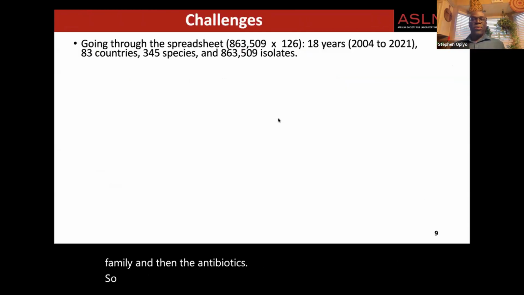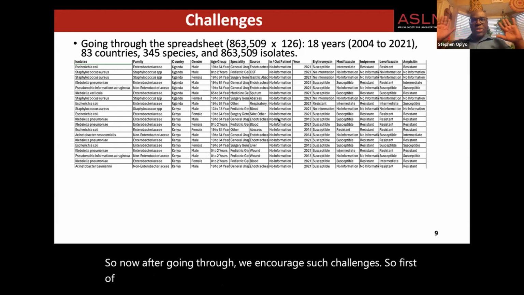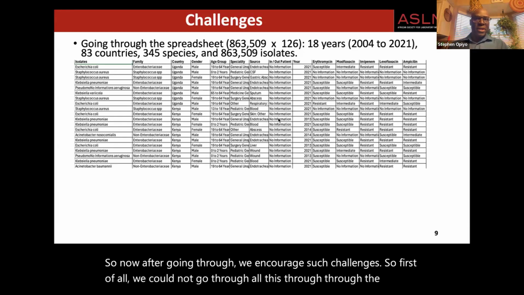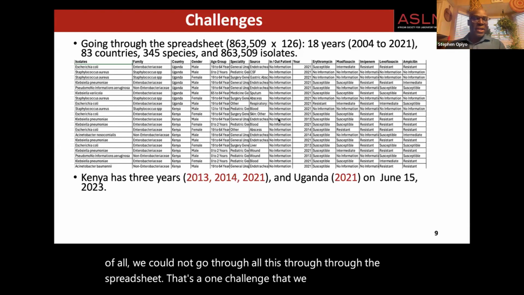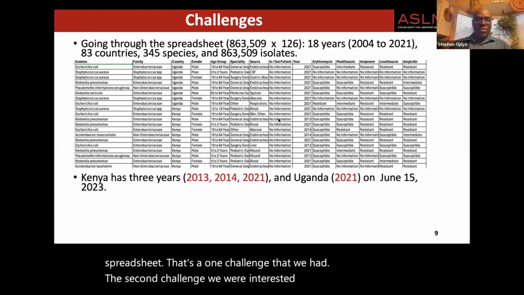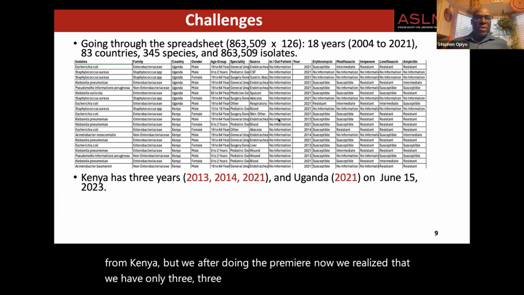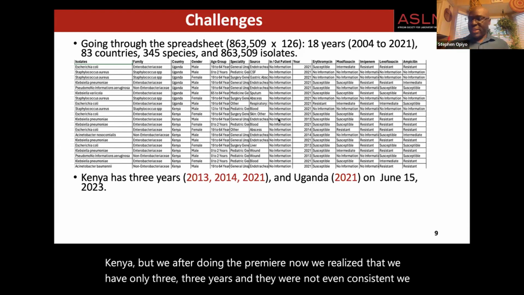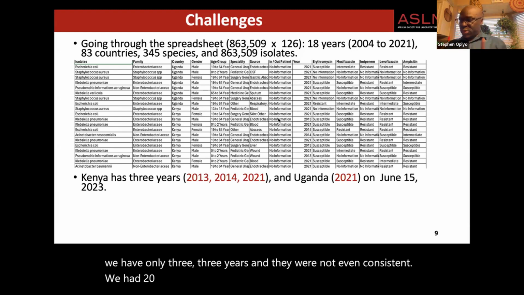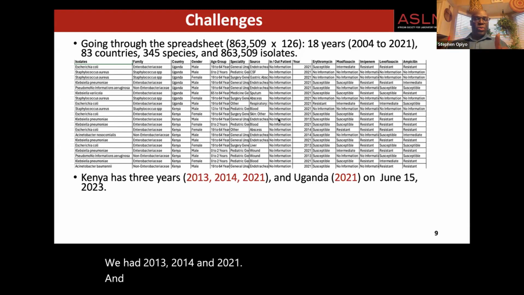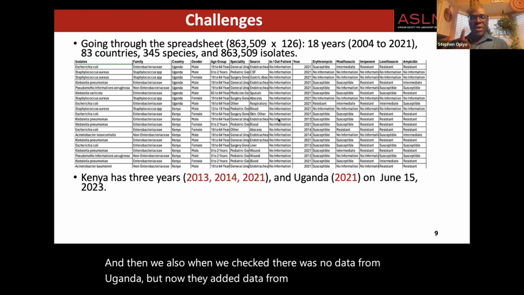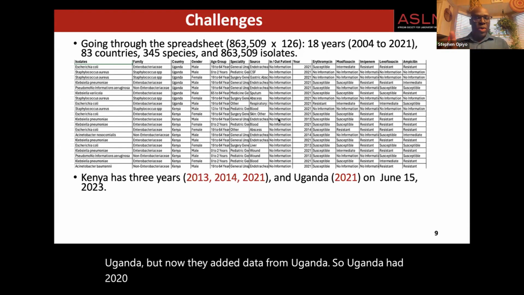So after going through it, we encountered some challenges. First of all, we could not go through all of this in the spreadsheet. The second challenge: we were interested in working with data from Kenya, but after doing the preliminary check, we realized we have only three years, and they were not even consistent. We had 2013, 2014, and 2021. When we checked, there was no data from Uganda, but now they added data from Uganda. Uganda had only one year, 2021.